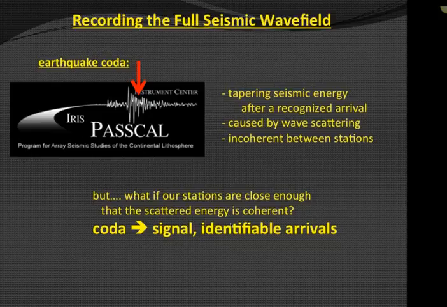But what if our stations are close enough? What if they are not spatially aliased, such that this scattered energy itself is coherent? We may be able to identify signals inside that coda. We may be able to use that coda directly to image the scatterers, or to image the velocity model between the scatterers. So our coda suddenly starts to become signal. Next slide.